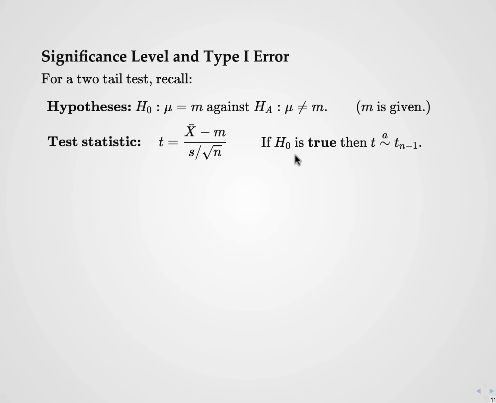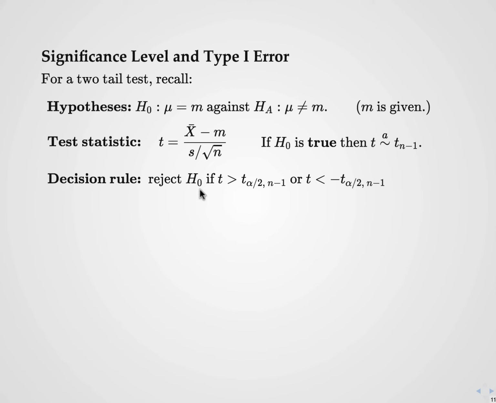And if the null hypothesis is true, then this t-statistic is at least approximately t-distributed. And this t-distribution is what we use to calculate either p-values or critical values in order to come to a decision about whether this t-statistic is far enough into the tails of the distribution to decide whether or not to reject the null hypothesis.